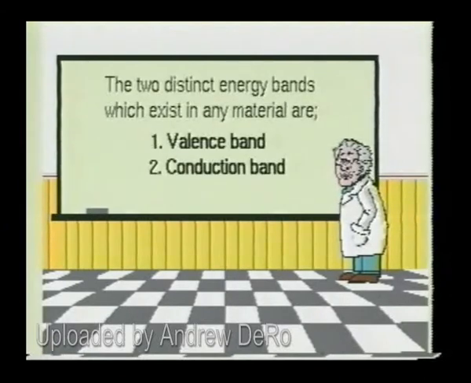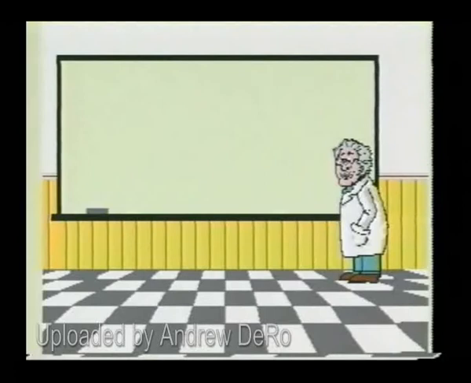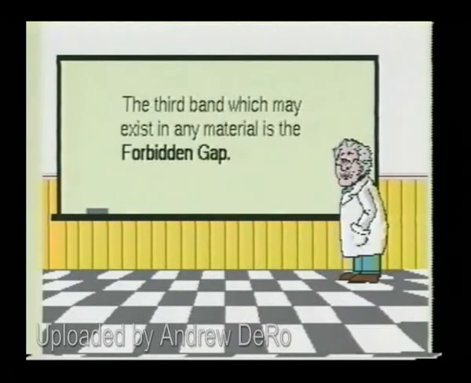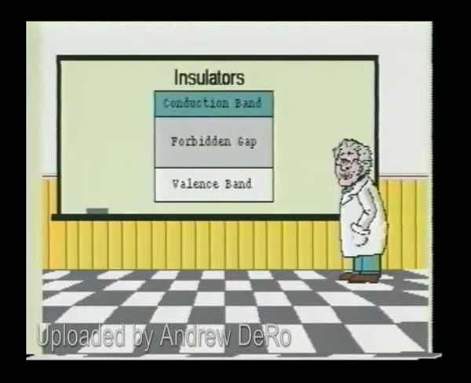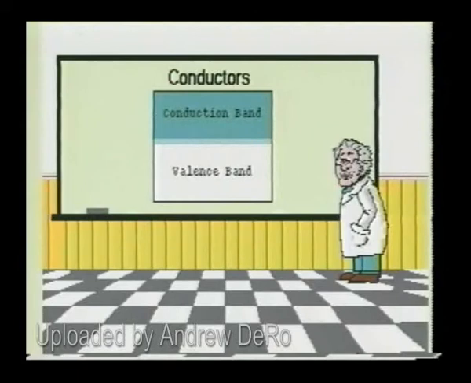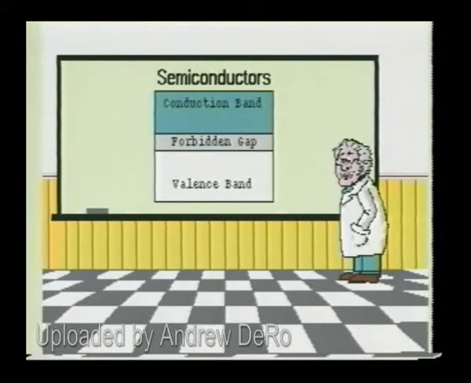Two distinct energy bands exist in any material. They are the valence band and the conduction band. A third band may exist which separates these energy bands. This band is termed the forbidden gap. Insulators, as you have seen, will have a wide forbidden gap. Conductors will have no forbidden gap at all. Their energy bands will actually overlap. Semiconductor materials, on the other hand, will contain a narrow forbidden gap.